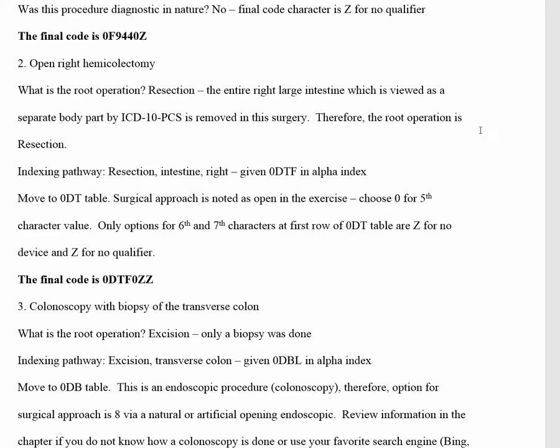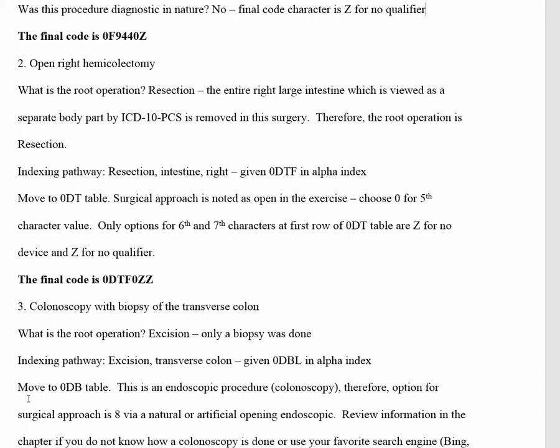And anatomically, in this case, because it says right, it's the right side. And because ICD-10 PCS views that right large intestine as one distinct body part, the removal of that right large intestine from a patient would be considered resection because it's considered one body part per ICD-10 PCS definition. So the pathway is then resection, intestine right. You're given 0DTF in the alpha.